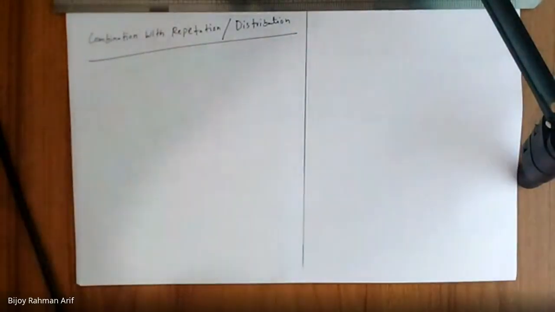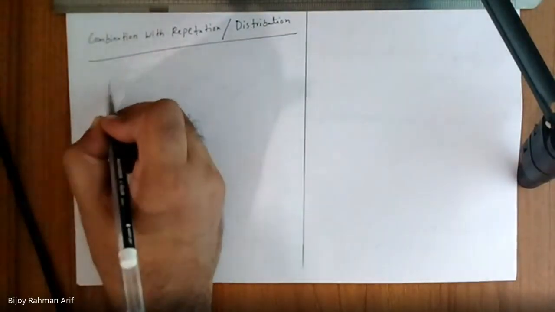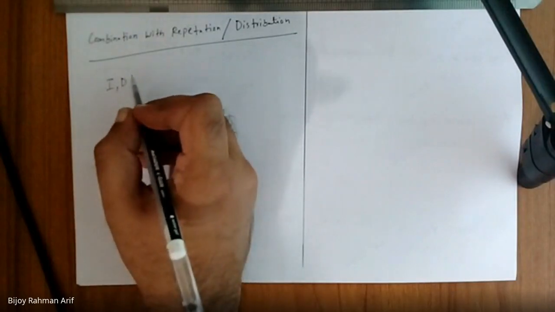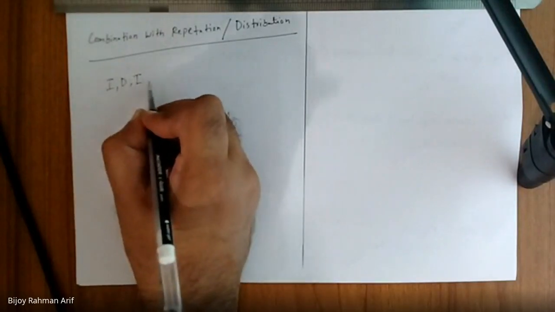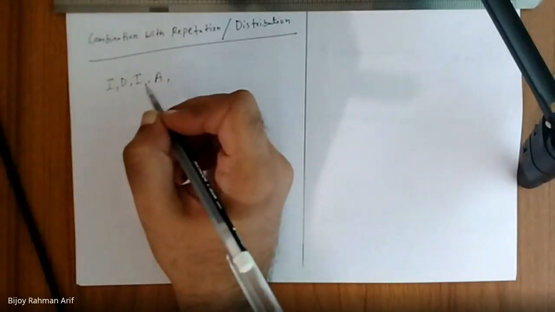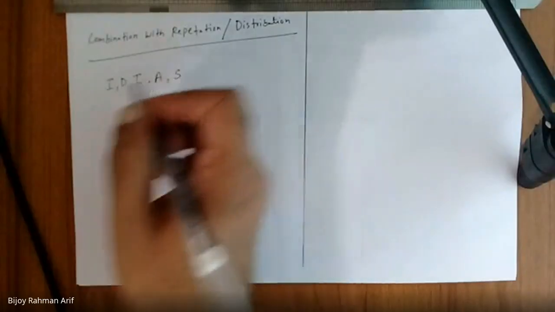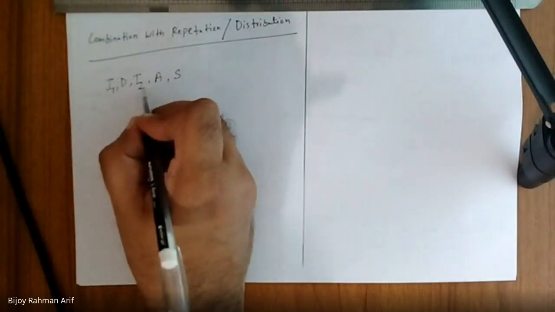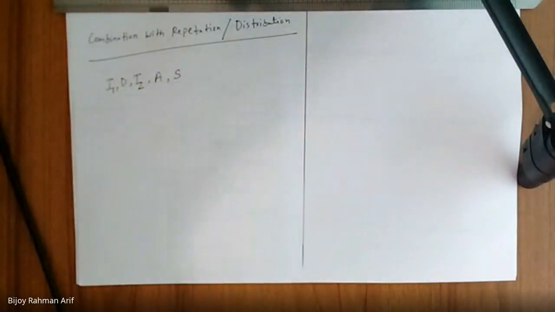I need five volunteers. Who would be the five volunteers? Inzamam, Disha. I need another three. Istiak, then Abida, and Sadia. Good. No more needed.